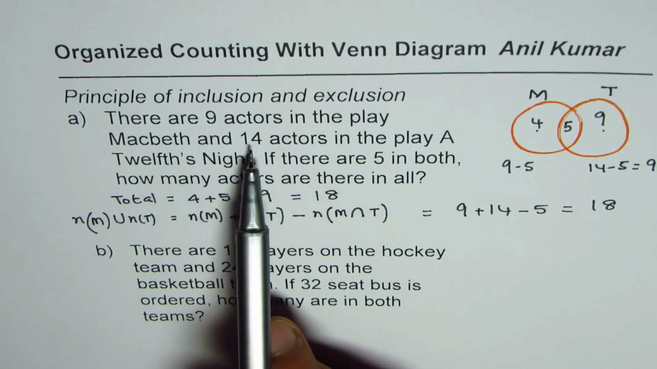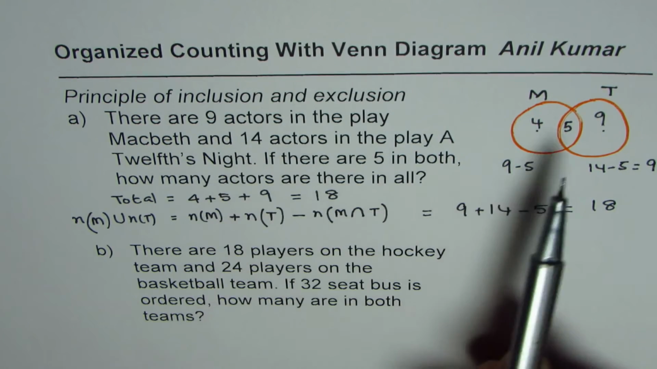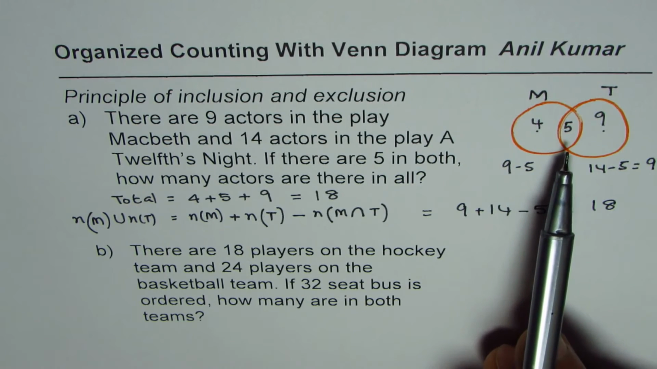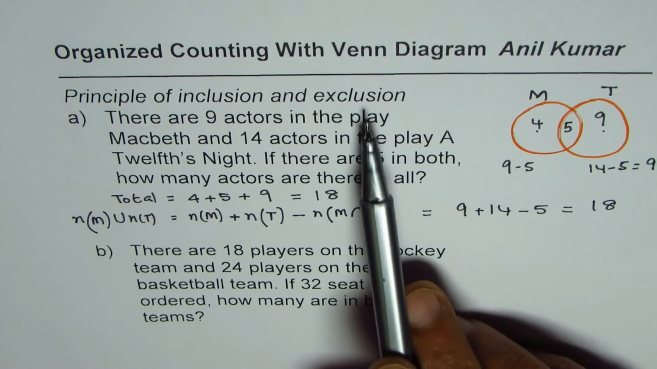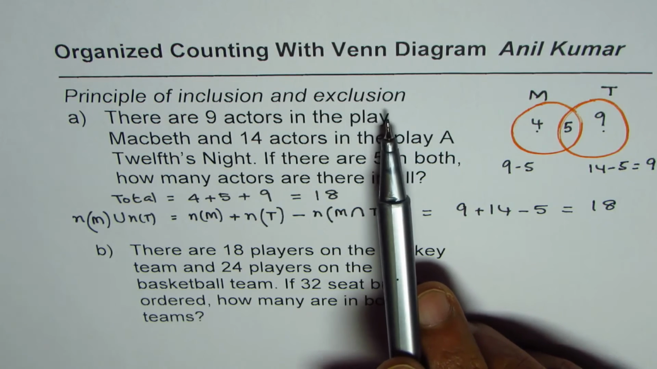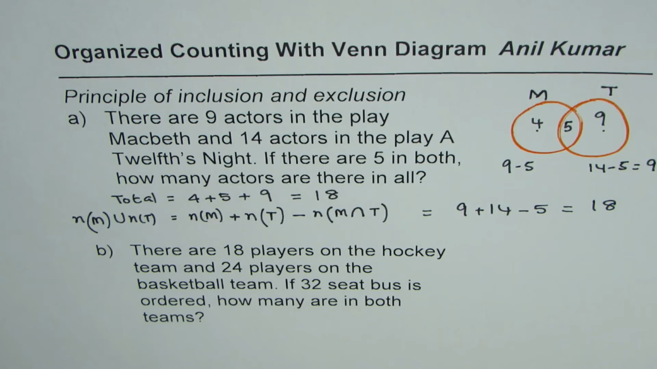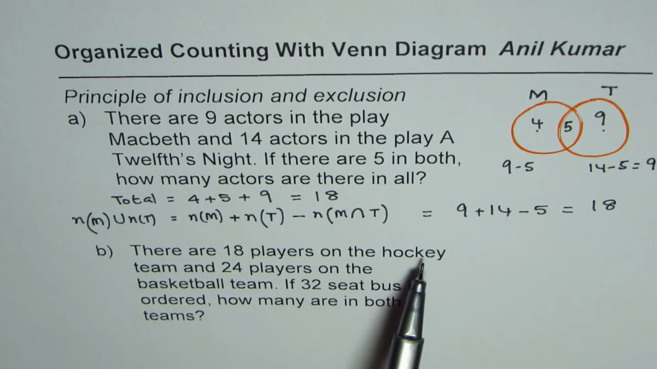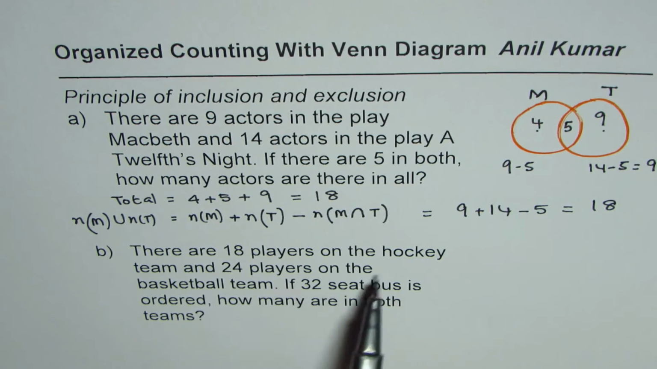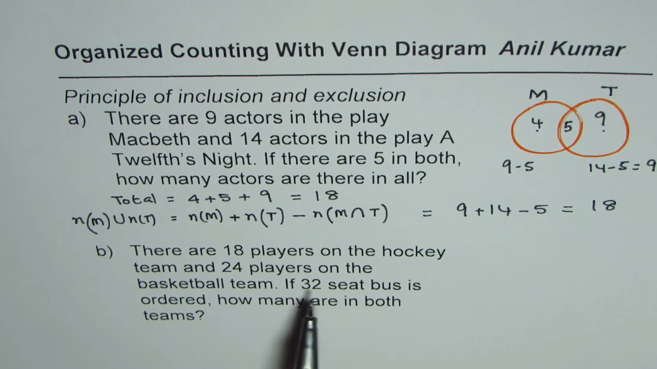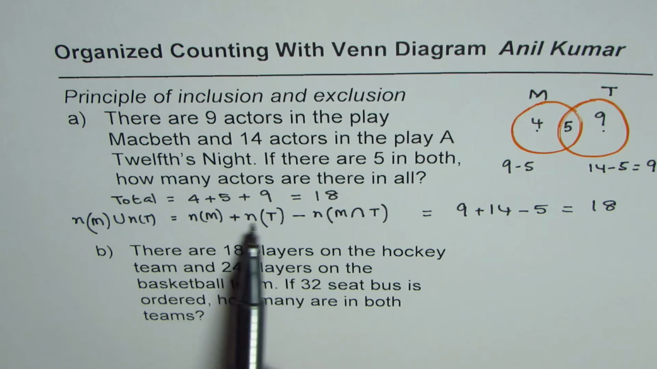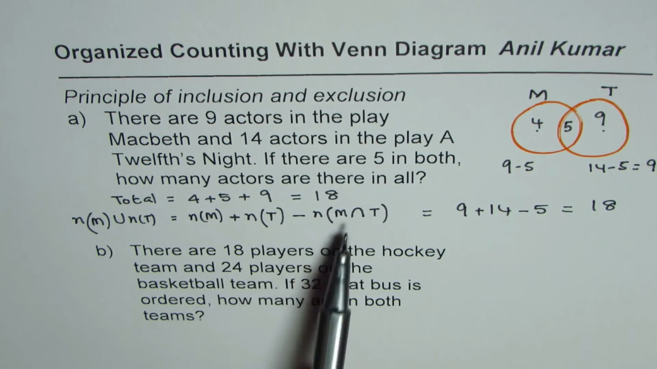Remember, we cannot do simple addition since the numbers which are common in both get added twice, so they should be excluded, and that is what the principle of inclusion and exclusion is. The second question here is, there are 18 players on the hockey team, 24 players on the basketball team. If a 32-seat bus is ordered, how many are in both, right? So we can now directly use this equation.